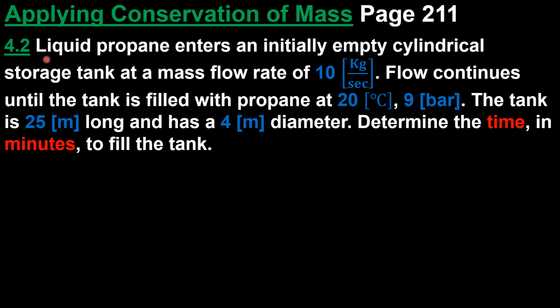In this problem we are given that liquid propane enters an initially empty cylindrical storage tank at a mass flow rate of 10 kilograms per second. Flow continues until the tank is filled with propane at 20 degrees Celsius, 9 bar. The tank is 25 meters long and has a 4 meter diameter. Determine the time in minutes to fill the tank.